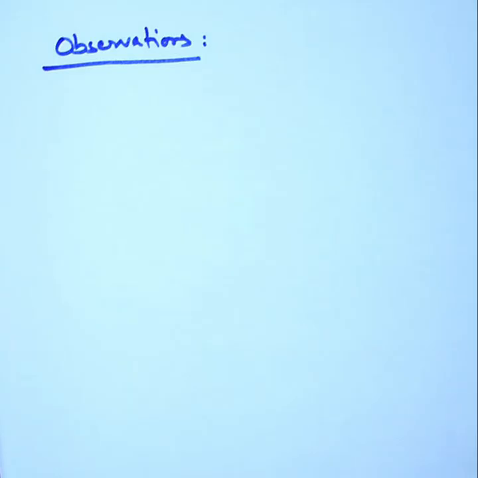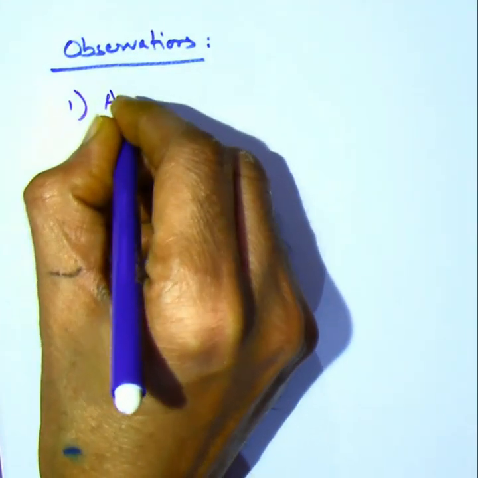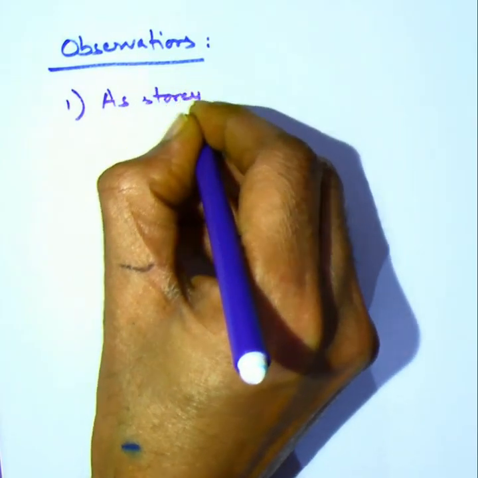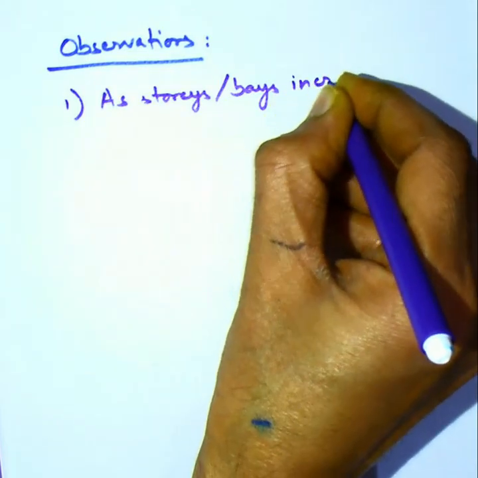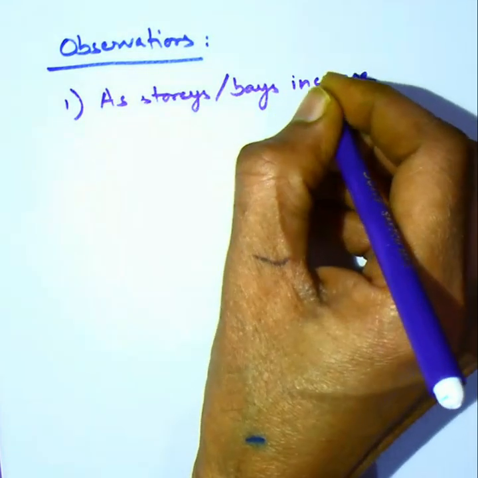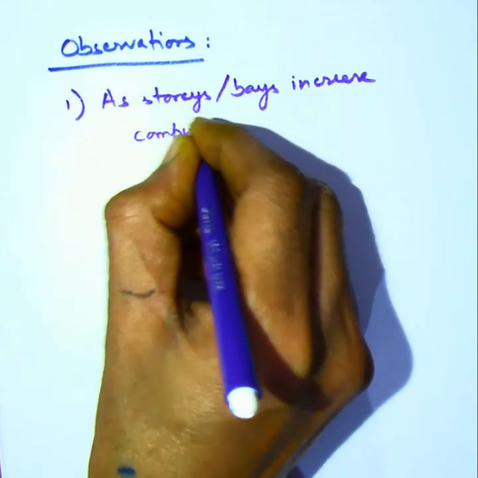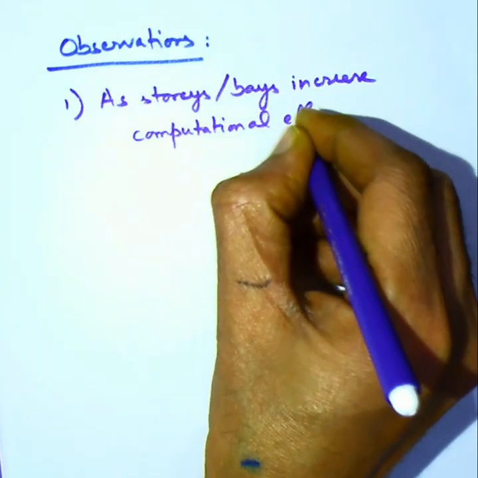Based on solving these two problems, one involving the two-story single bay frame and the other involving the single story two bay frame, we can pen down the following observations. Number 1, as the number of stories and bays increase in the frame, the computational effort becomes manifold.